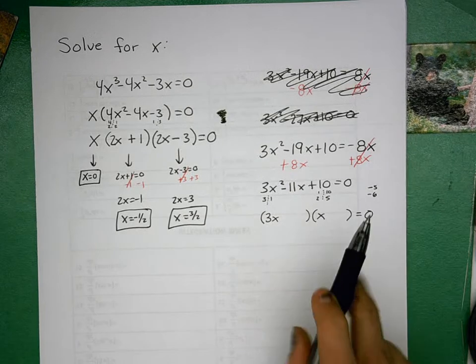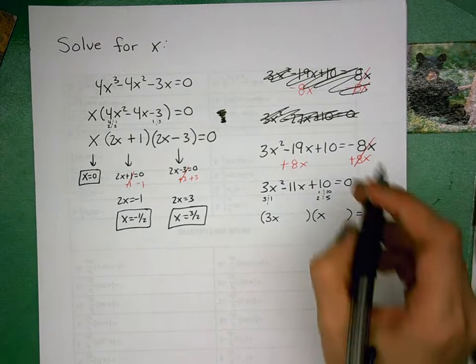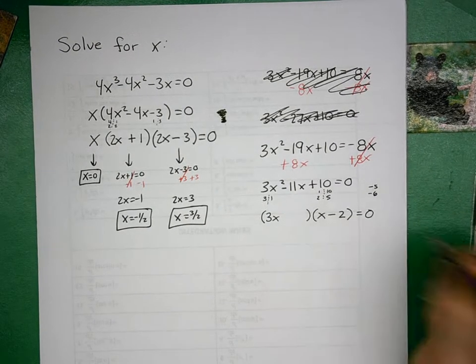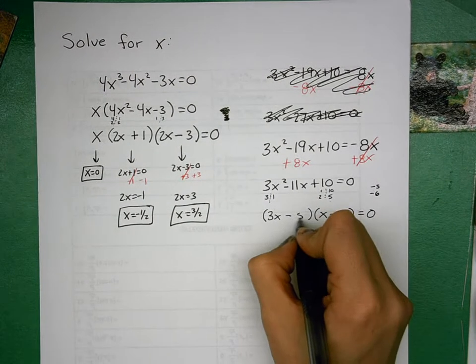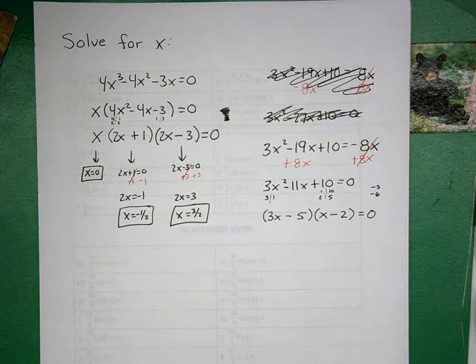And I want to create negative 6. Well, if I multiply 3x by negative 2, I'll have negative 6. If I multiply the x by negative 5, I'll have negative 5x. And then again, you can double check.